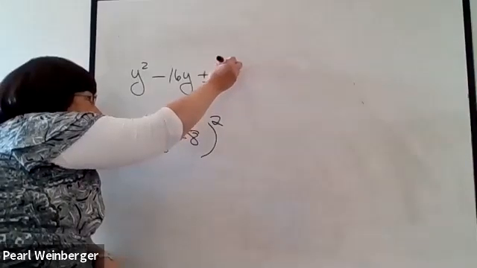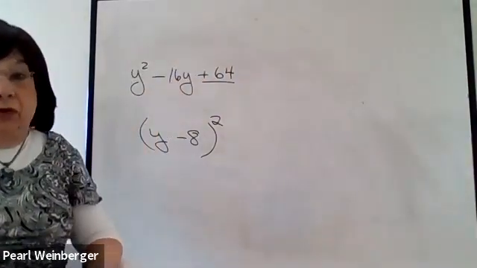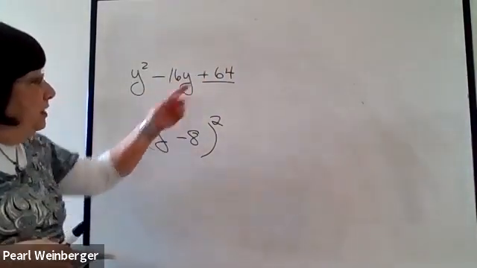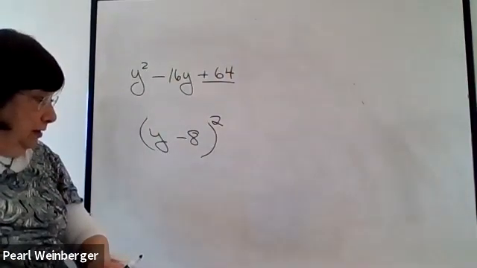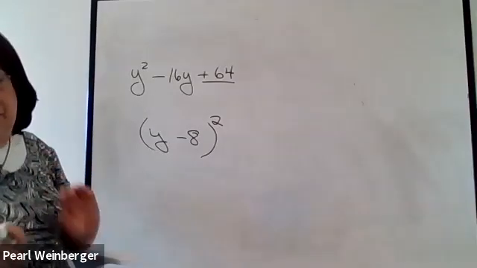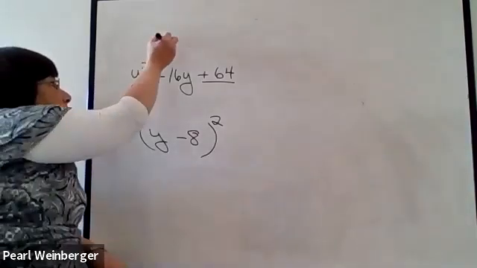And this number is always going to be positive, by the way, because when you square a number, it's always positive. And -8 times -8 is 64. You are 100% correct. Okay. Is everybody okay with this? This is called completing the square.